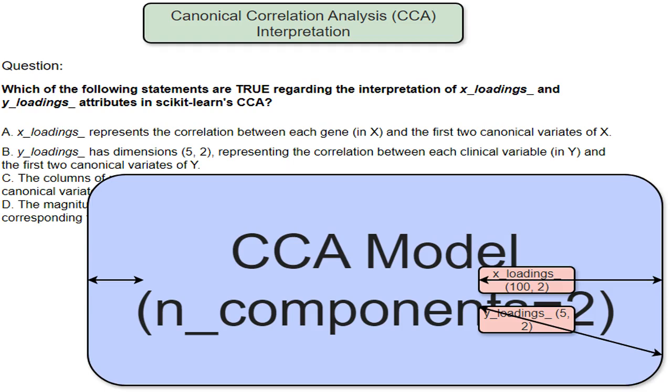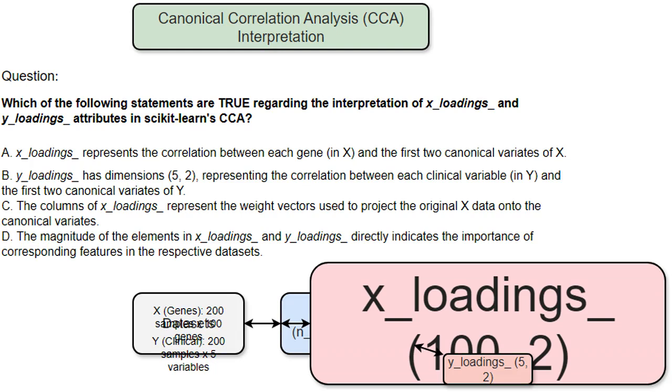The XLOADINGs matrix has dimensions 100 rows, for 100 genes, and 2 columns, for the 2 canonical variates. Each element represents a weight, showing the contribution of a gene to a specific canonical variate. The YLOADINGs matrix has 5 rows, for 5 clinical variables, and 2 columns, for 2 canonical variates. Similar to XLOADINGs, each element is a weight, reflecting the contribution of a clinical variable to a specific canonical variate.